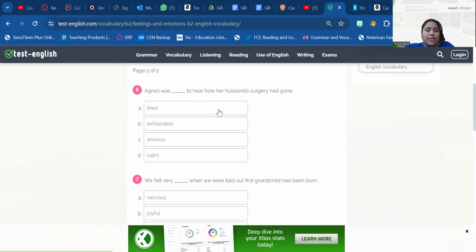All right, for number 6, Agnes was to hear how her husband's surgery had gone. So if we're talking that your husband or your significant other is going through surgery, how do you think a person might feel? Tired, exhilarated, anxious, calm? Definitely anxious, right? You will not feel calm at all.